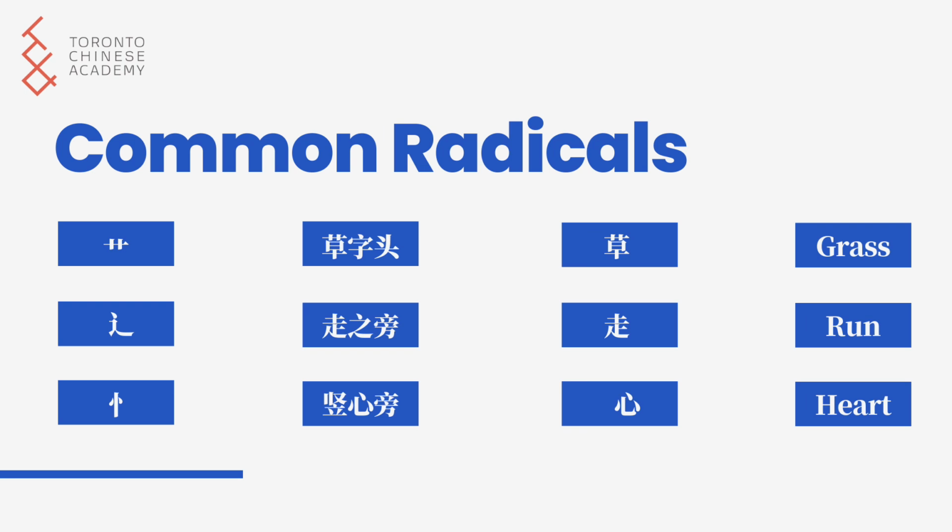The radical below is called 走之旁. It is derived from the character 走, which means to run. So a lot of the characters with this radical have something to do with running or athletics. The last radical below is called 竖心旁. It is derived from the character 心, which means heart. So a lot of the characters with this radical would have something to do with your heart or your feelings.